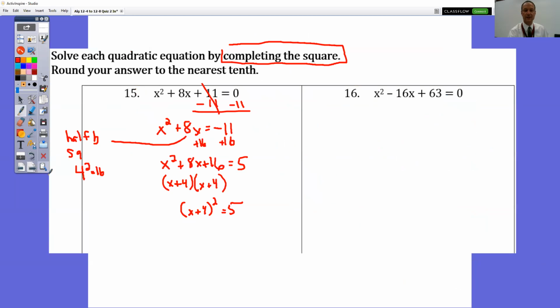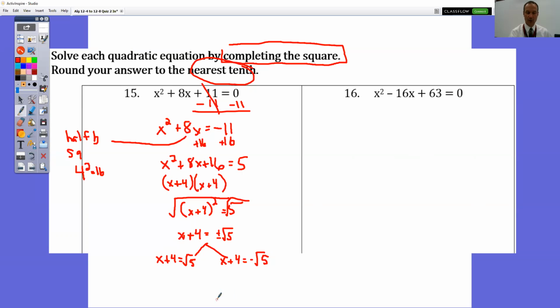So now we just want to solve that. We want to take the square root. So we have x plus 4 equals plus or minus radical 5. That is not a perfect square. We can't simplify it at all. We're finding it to the nearest tenth, so we want to split it into 2. x plus 4 equals radical 5. x plus 4 equals negative radical 5. We want to find the decimal equivalent of this. So we're going to do minus 4 and minus 4 to get the x all by itself.